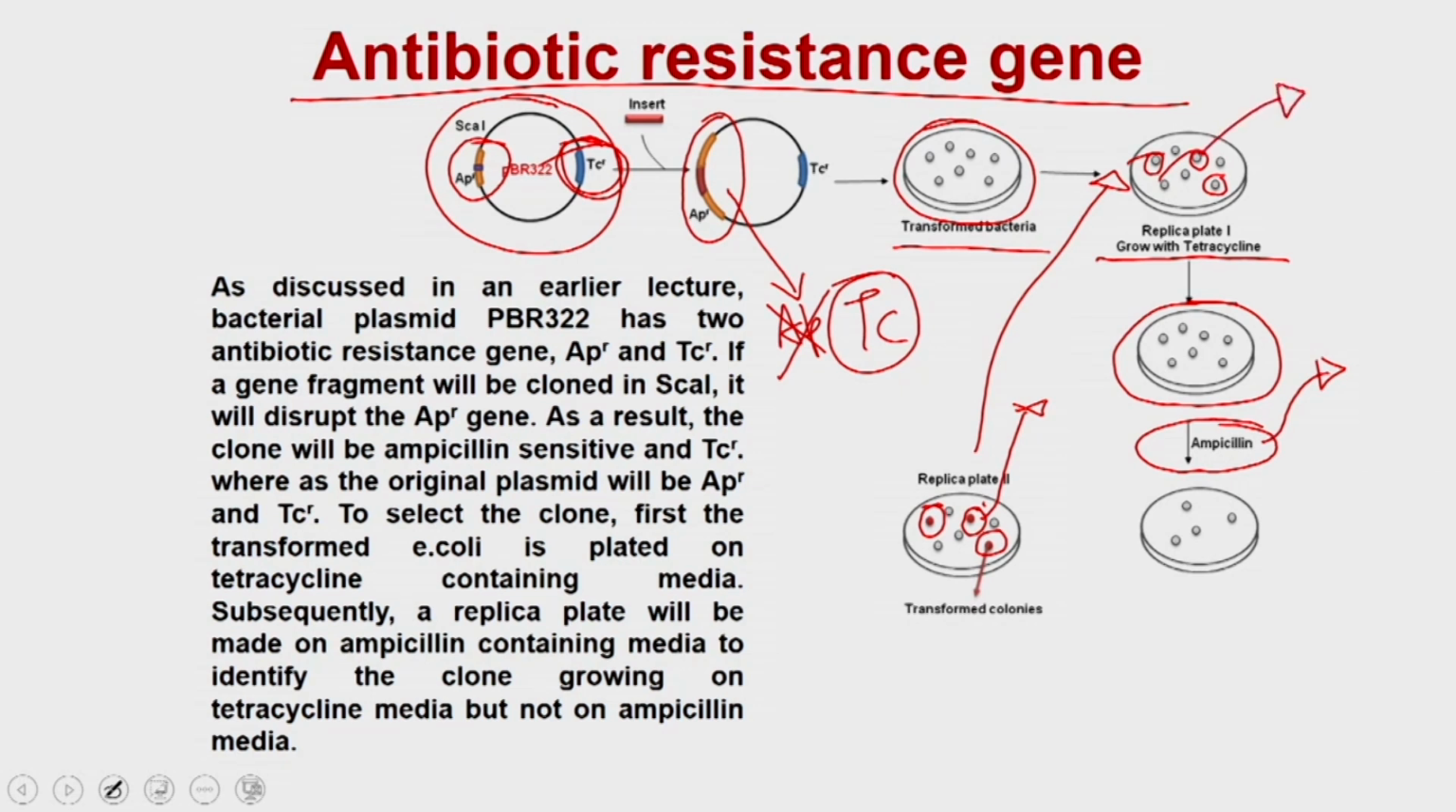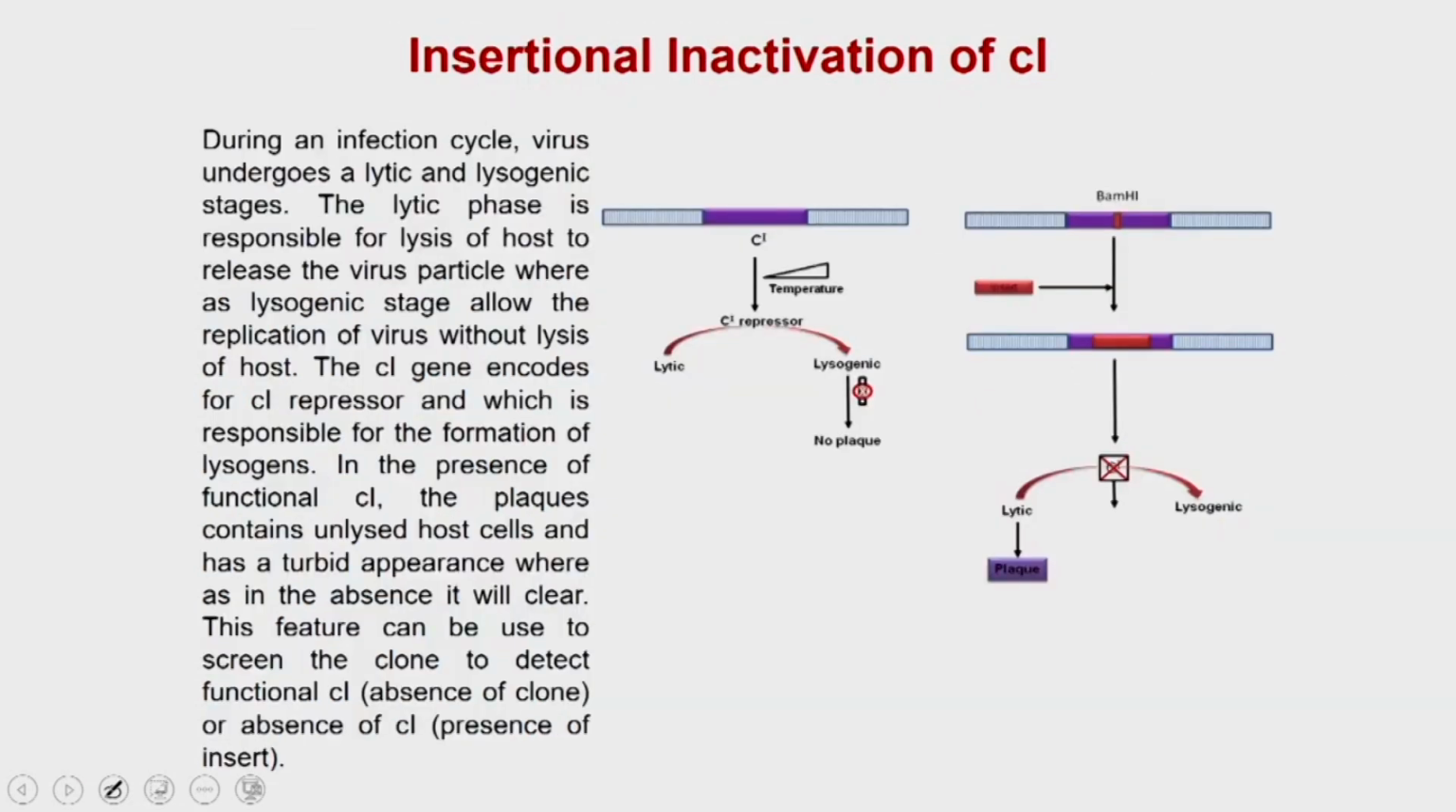So, this is actually called the insertional inactivation approach, where you are using the insertional inactivation of the ampicillin resistance gene, or one of the antibiotic resistance genes, and then you are using the 2 antibiotics to screen your desirable clones. Now, the third approach is where you are doing the insertional inactivation of the CI factor. The CI is a crucial factor and responds to the temperature. CI is a repressor which modulates the virus's activity between the lytic cycle and the lysogenic cycle.